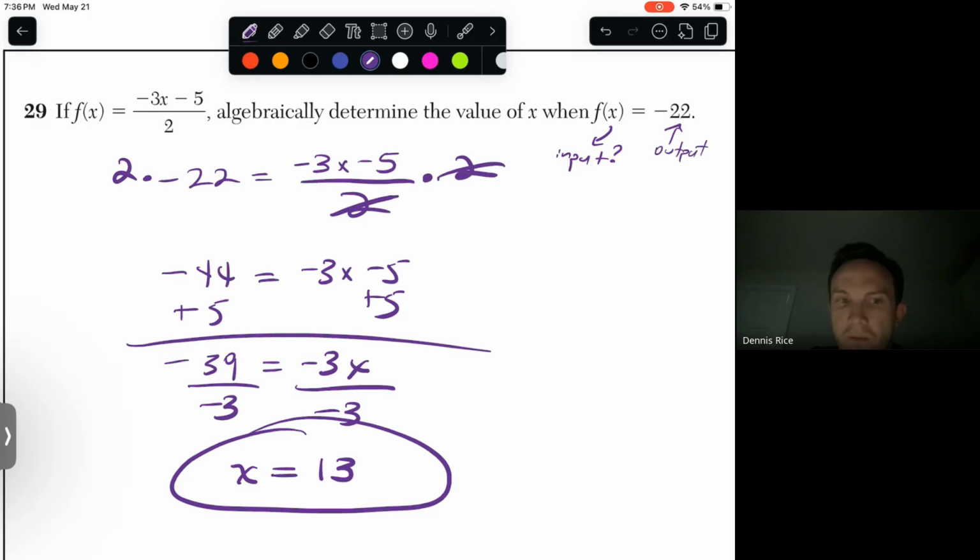14 to 1? Oh, okay. The answer is 14 minus 1. Very clever.